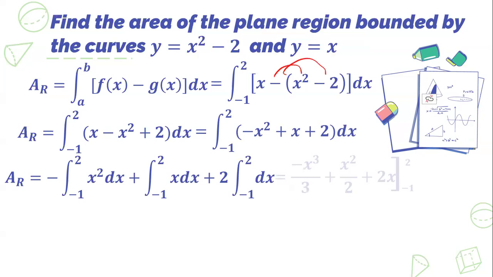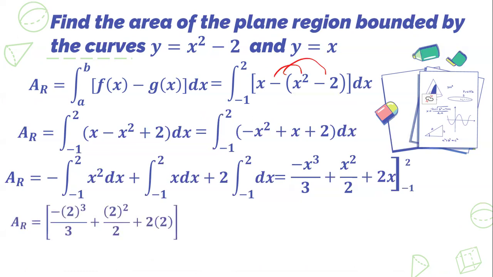Then next is to integrate. So the integration or the antiderivative is -x cubed over 3 plus x squared over 2 plus 2x from -1 to 2. We can now apply the fundamental theorem of calculus by subtracting f of b, the upper value, minus f of a. Next, we use the scientific calculator to answer.